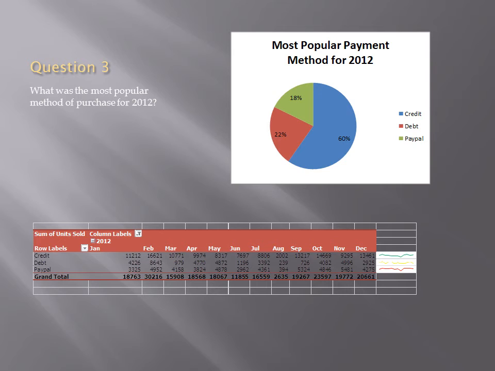For this specific data, the options for payment were credit, debit, and PayPal. To answer this question, I used another pivot table and a simple pie chart, which displays the percentages for each method. For 2012, the most productive and most popular method of purchase was obviously credit. Now this could be for a number of reasons, but what is certain is that it is a winner by a landslide, taking up 60% of the purchasing methods for 2012.